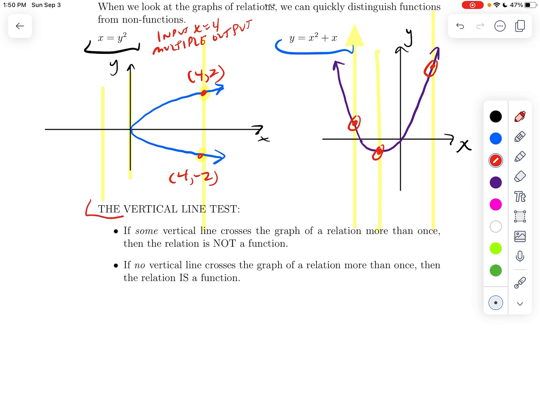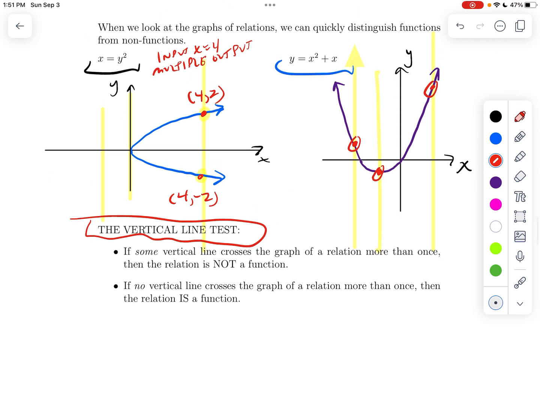So this is summarized in what's called the vertical line test. The vertical line test is very handy, but make sure you absolutely know it. If you just remember, oh, it's something about lines and verticals and functions, that's not going to help you. You need to be very specific. So here's what it says. If some vertical line crosses the graph of a relation more than once, just some, right? Just 1 or 2 is enough. If I see some vertical line crossing more than once, then it's not a function. But if no vertical line crosses more than once, then it is a function.